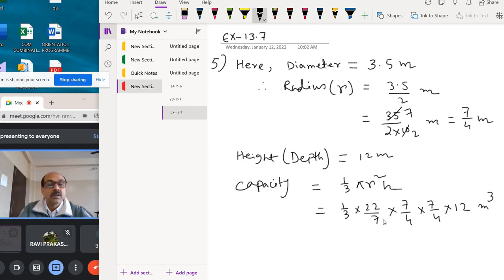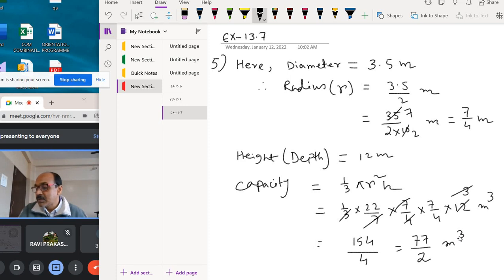Now calculate. 7 and 7 cancel, 4 3s are 12, 4 3s are 12, and 3 3s are 3. Now 22 into 7 is 154 by 4, it will go by 2, so 154 by 4, 7 2s are 14, so 77 by 2 meter cube.